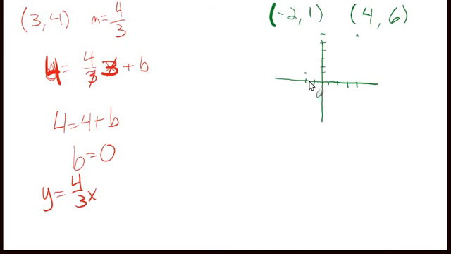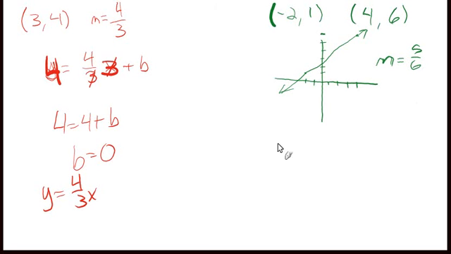Alright. So we have this line that goes through, and we could just count the slope off. It goes up 1, 2, 3, 4, 5, and goes over 1, 2, 3, 4, 5, 6. So the slope is 5/6. Okay.